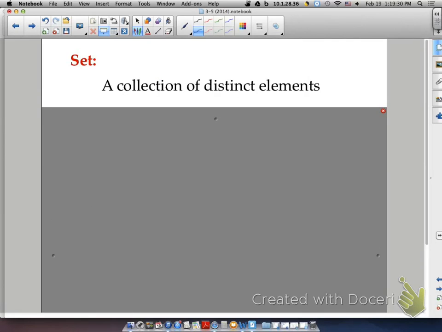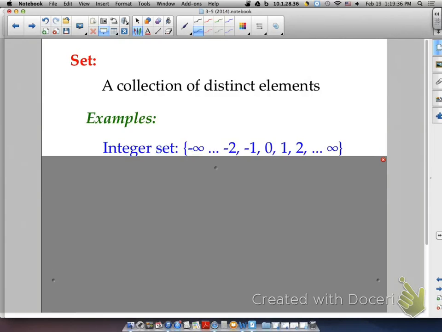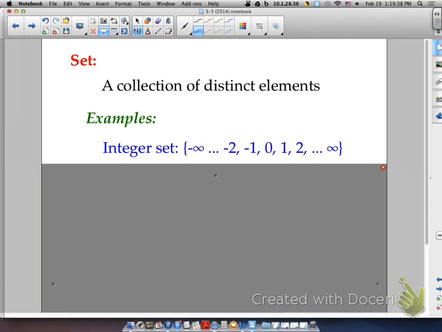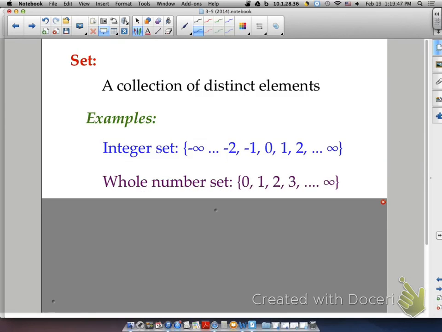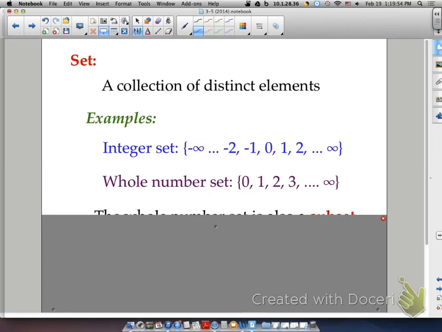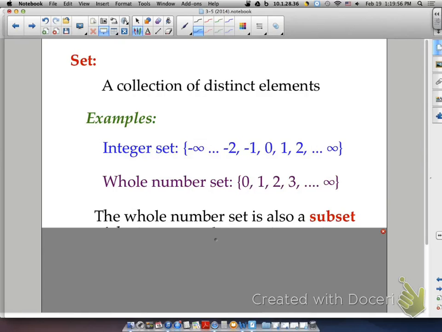All right. So a set is a distinct collection of distinct elements, and that would be an integer set going from negative infinity to positive infinity. That would be a whole number set, right? Starting at 0, going all the way to infinity. Now, the whole number set is also a subset of the integer set.